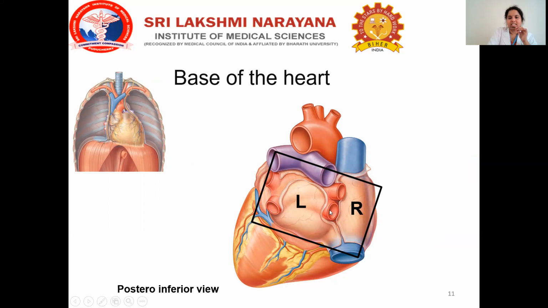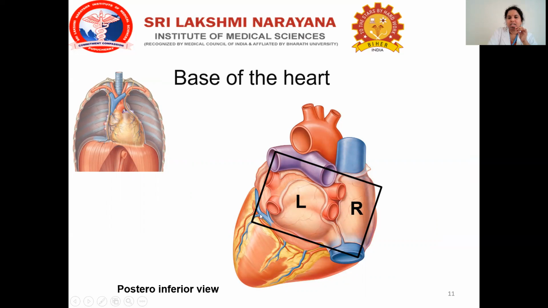Four pulmonary veins entering into the left atrium are seen, and the superior vena cava and inferior vena cava entering into the right atrium are seen. The two atria are separated by the interatrial septum. Posteriorly, a small groove of the interatrial septum can be seen.